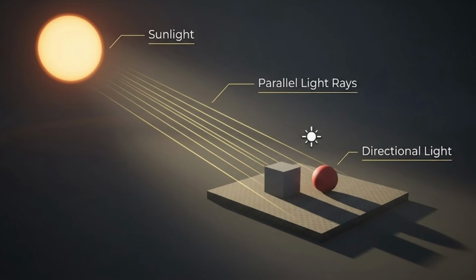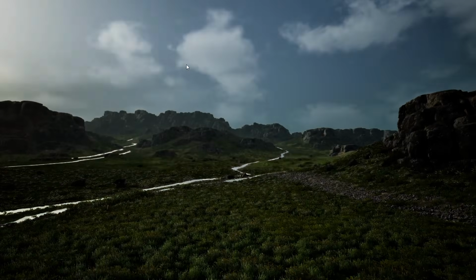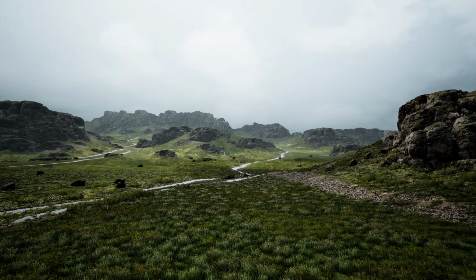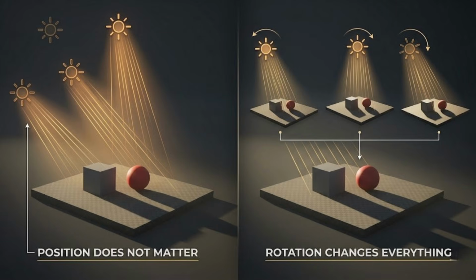Directional light simulates a light source that is infinitely far away from your scene. In simple terms, it acts like the sun. Because the sun is so far away in real life, the light rays hit the world from the same direction. That's why shadows from sunlight stay parallel. And directional light works the exact same way. Unlike point light or spotlight, its position does not matter, only its rotation matters.